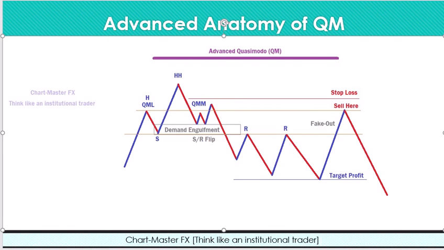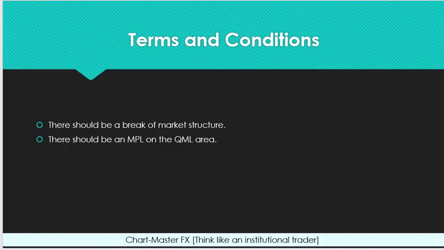So now let's go to the chart examples. And before we go to the chart examples, maybe just to have a summary of what you need to look at when we are trading the Quasimodo. So there should be a breakout of market structure. There should be an MPL on the QM area, as we have alluded before.